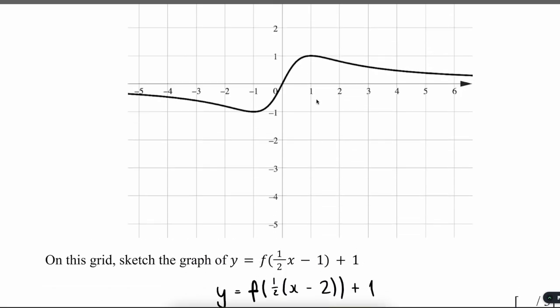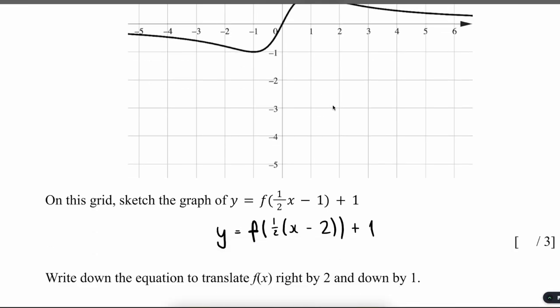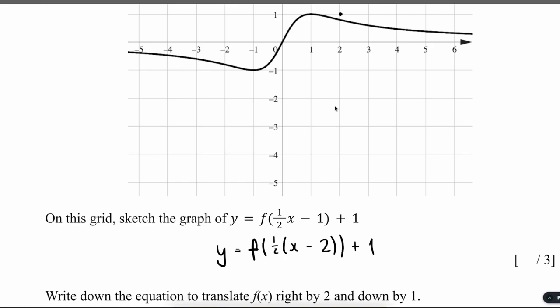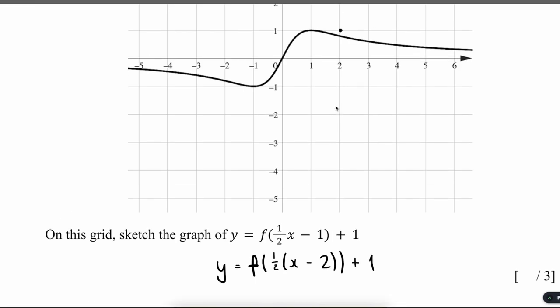And then the plus 1 is going to bring it up 1. So the centre is going to be here rather than here at 0, 0. And then the half is going to stretch it outwards. So you'd think that the half would squish it because it gets smaller, but because it's inside the bracket, it does the opposite. It gets bigger by 2.